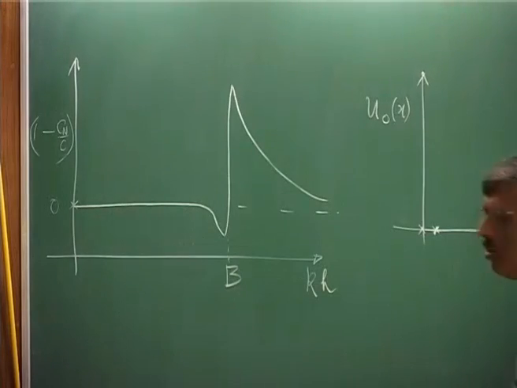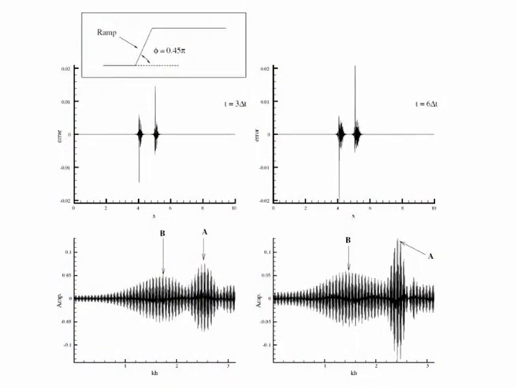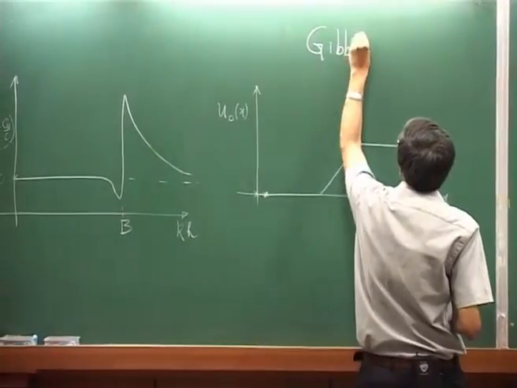If you look at this kind of feature of the solution near a discontinuity, where solutions have overshoot and undershoot, this is what is called Gibbs phenomena.